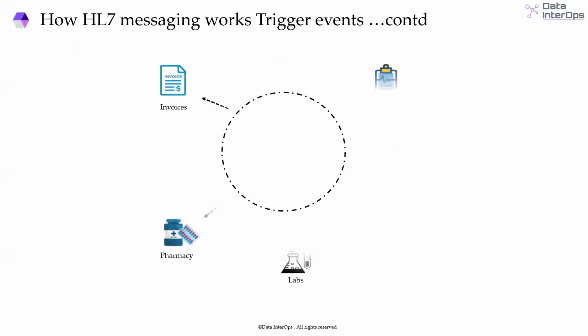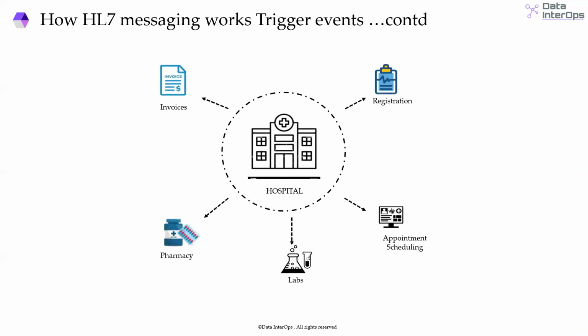Next, let us look at the areas or categories where we'll see these trigger events. When we look at hospitals as a bigger picture, within a hospital you have categories called registration. You will have appointment related events happening. You will have lab related events happening. You will have pharmacy related events happening. You will have invoice related events happening.